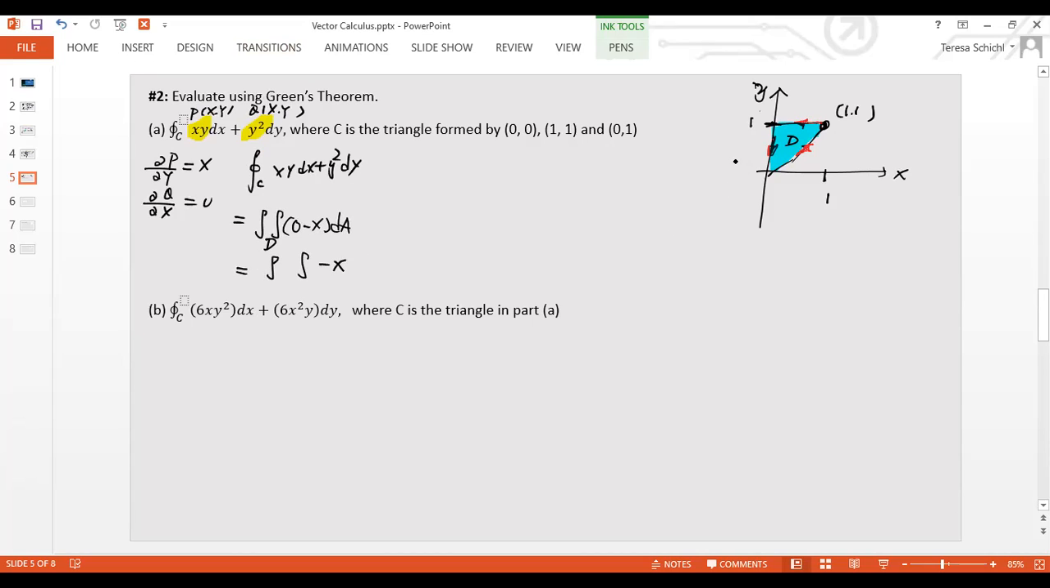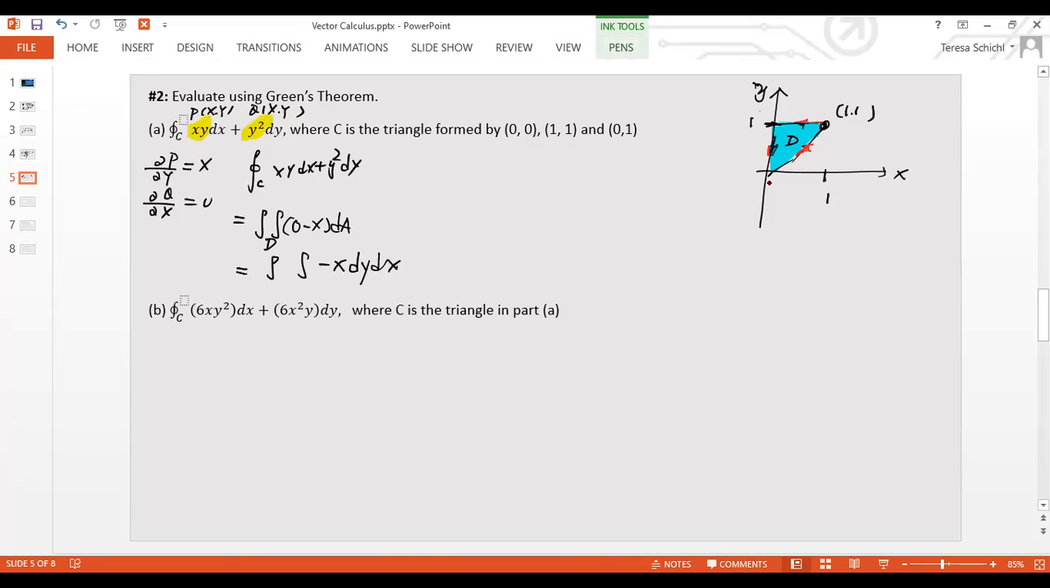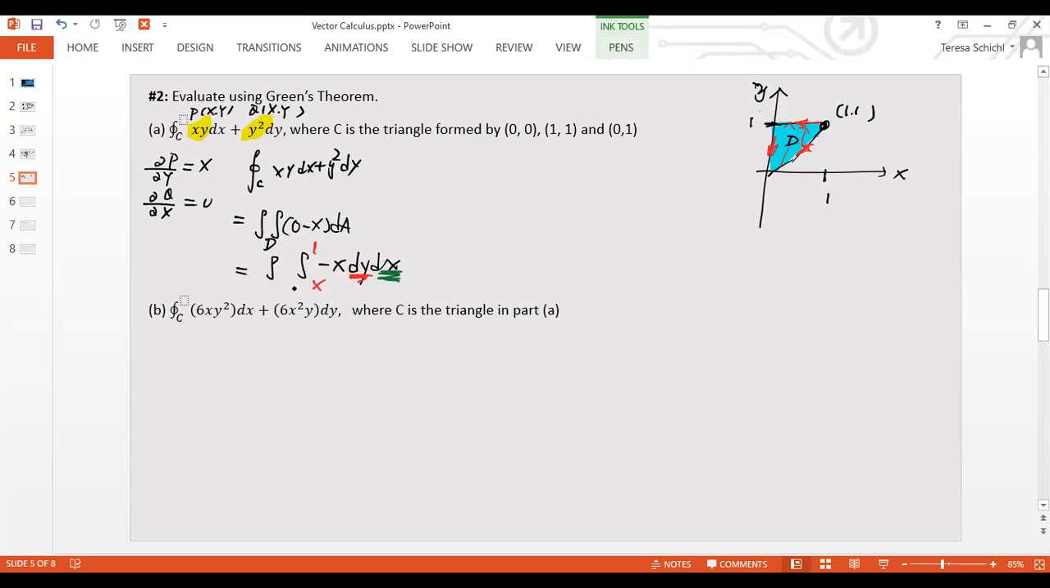You can do this integration with dy or dx first. If I want to do dy dx, I'm going in this direction, doing y first. What is my bound here? If I do y first, I'm going from here to here, so y equals x. It's from x to 1. After I finish y, I integrate x, which is from 0 to 1. That's what we practiced a lot in Calculus 2.